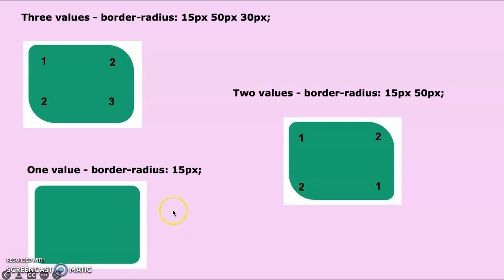And if you put 1 value, it applies to all 4 corners, which are rounded equally.